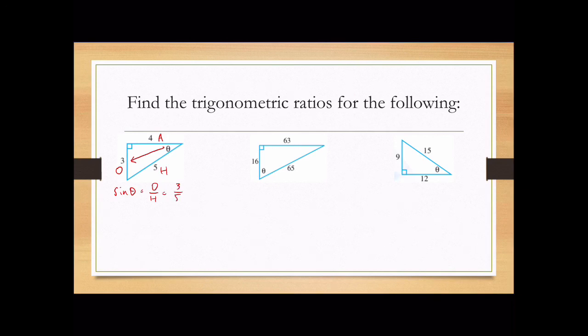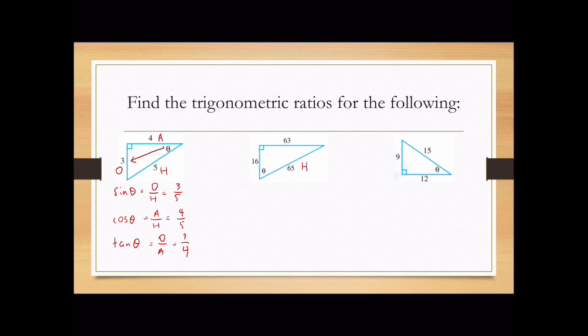We know cos theta, cosine, is adjacent over hypotenuse. So 4 over 5. And tan theta is opposite over adjacent. In this case, that would be 3 over 4. Okay, we can do the same with the next one.